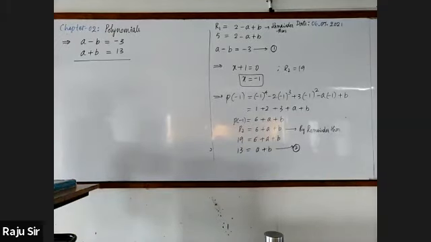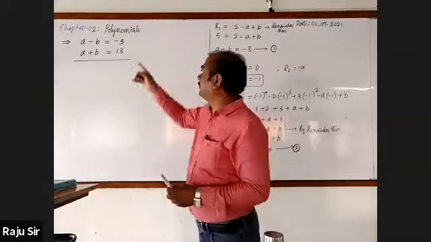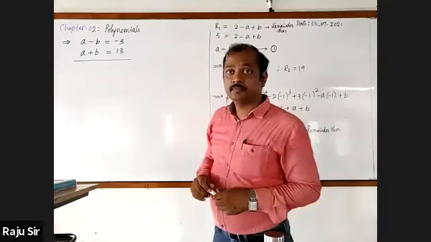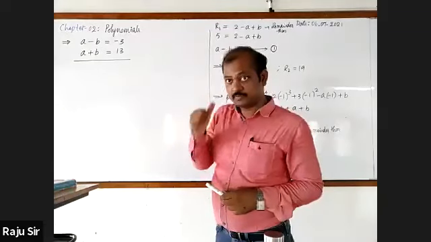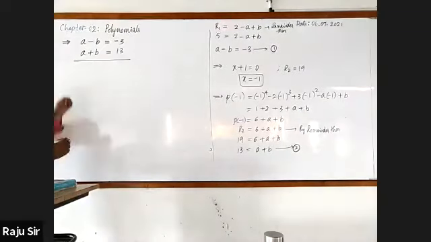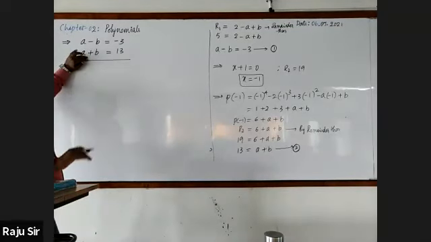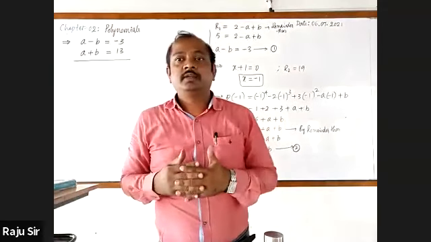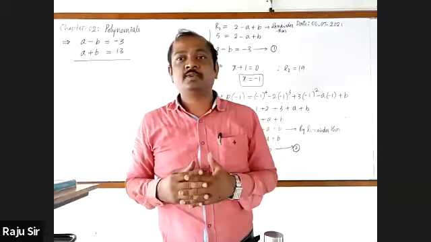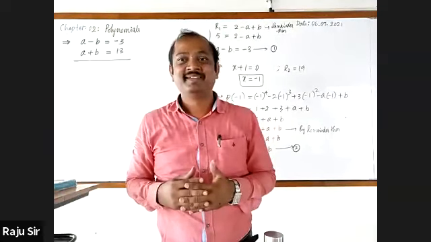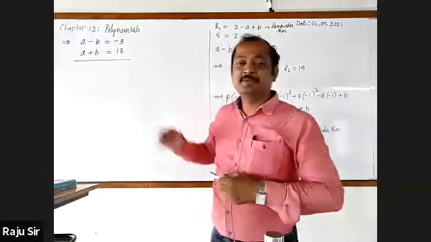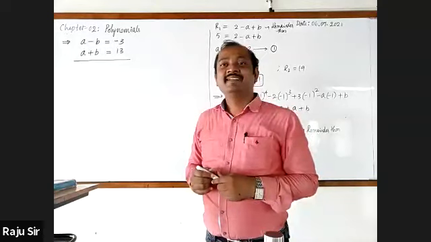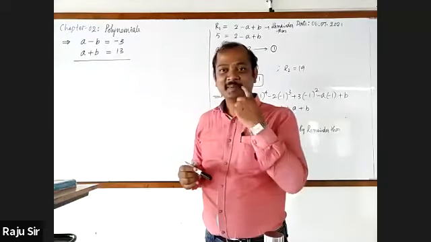Could you tell which one of the variables can be cancelled, a or b? Students say b, some say a, some say we have to change the sign.